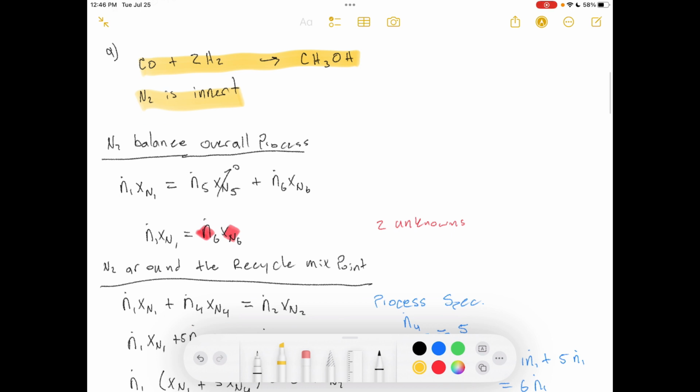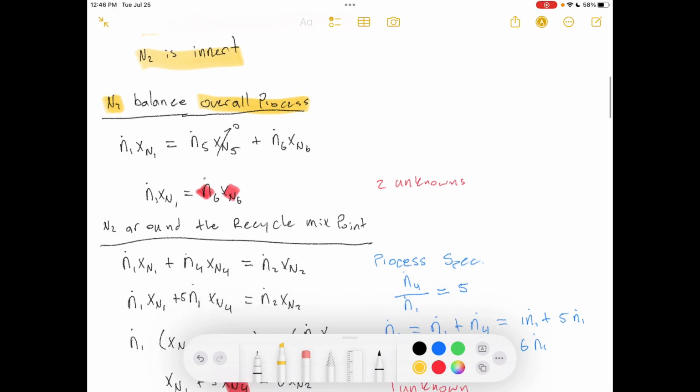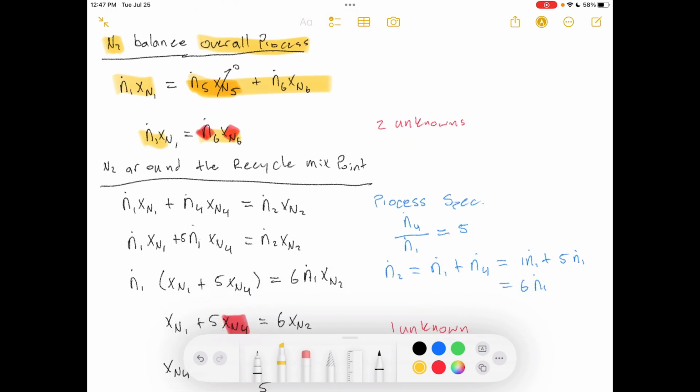Okay, so let's draw a box around the entire process and say, okay, we're doing our nitrogen balance over the whole process. Okay, this is how much is going in, this is how much is going out, but there's nothing going out here because only methanol is leaving there. So basically we just have this equals this. But there's still 2 unknowns there, so we can't actually calculate it, but we're getting pretty close.